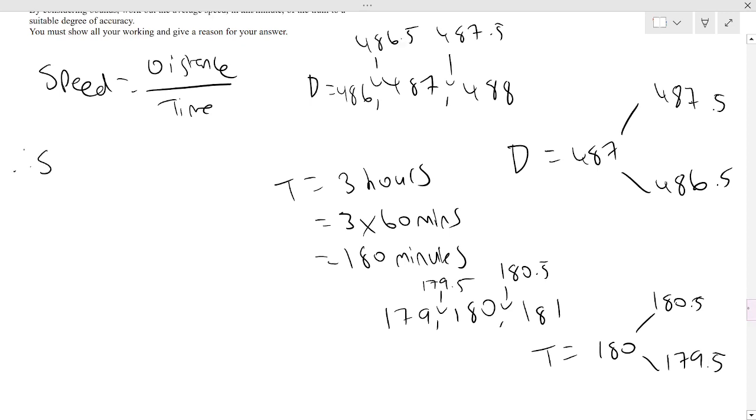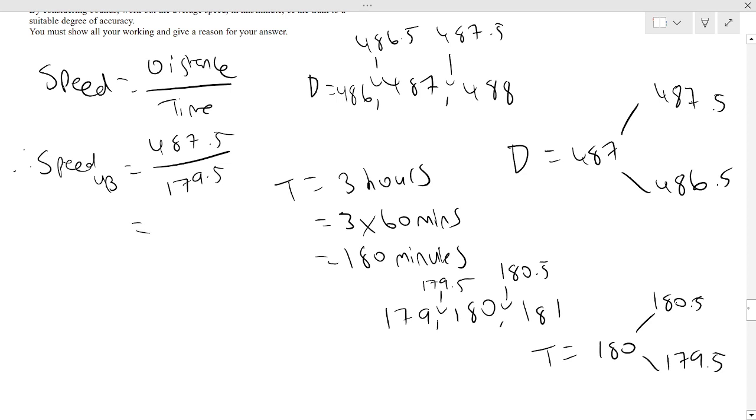Okay, cool. So now we have a bound for distance and time, so therefore we can work out the speed bound. Firstly, the upper bound for speed. So speed UB. Well, we want the upper bound of this division, this fraction. So that's going to be the upper bound for distance over the lower bound for time, because you want to divide a big number by a small number to get the biggest result possible. So that's going to be 487.5 over 179.5.